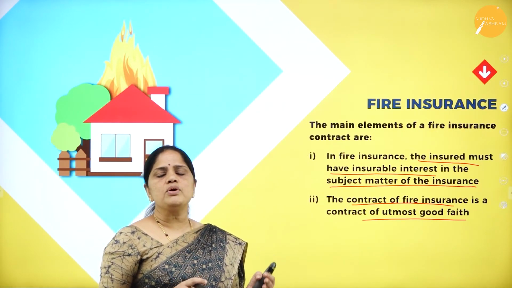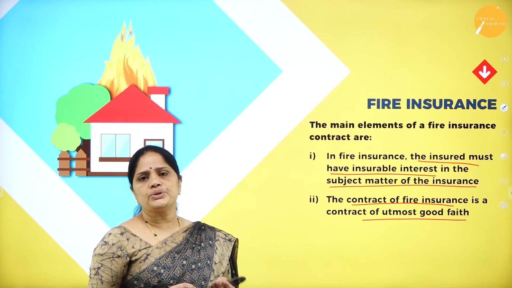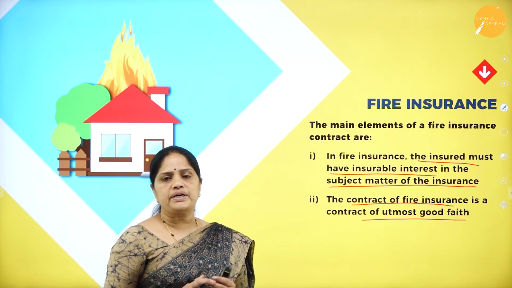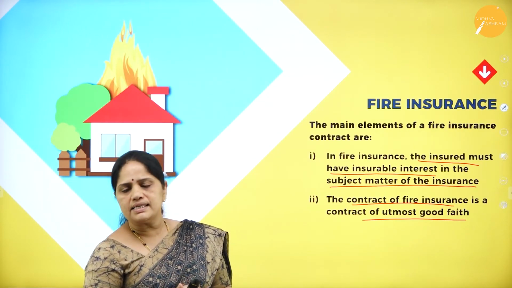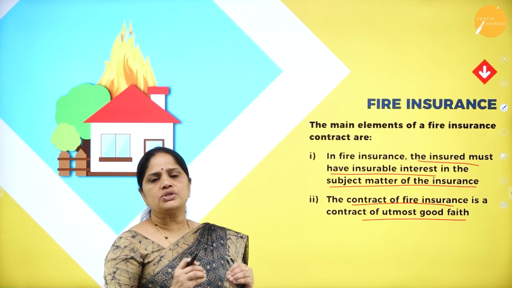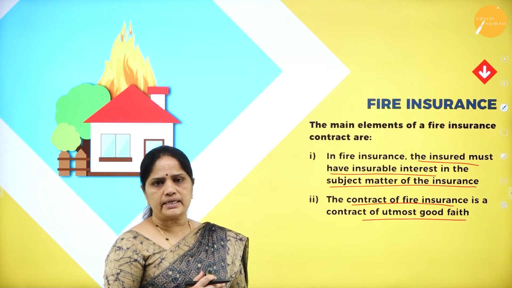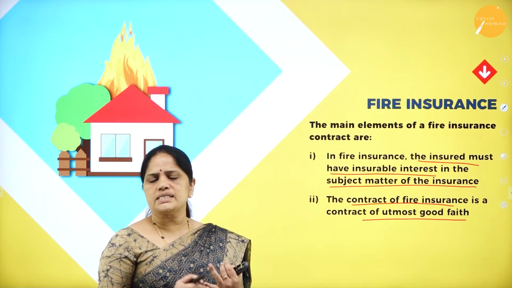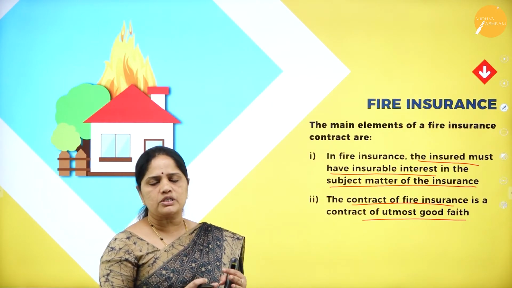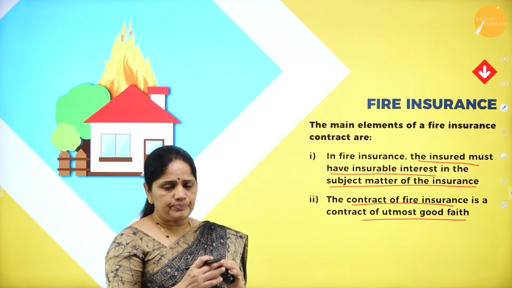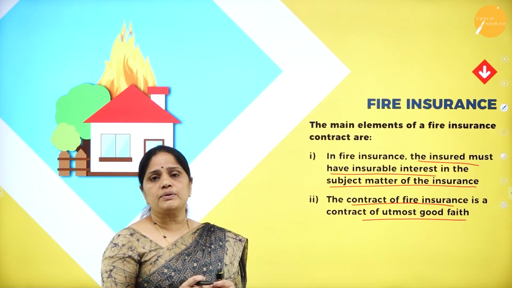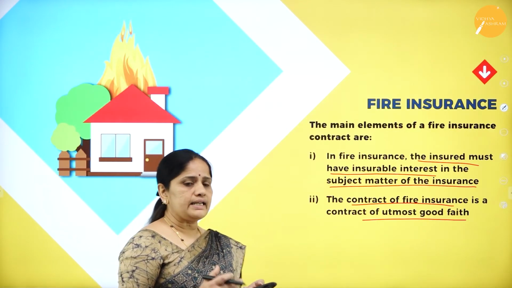The second one is that the contract of fire insurance is a contract of utmost good faith. So there should be utmost good faith between the insurer and the insured. Just because he has got his property insured, he should not neglect his property. He should have proper security measures to see that his property is fully protected, like fire extinguishers wherever possible, and he should also install smoke alarms wherever possible, so that if there is any damage to the property, he will be alerted in time.